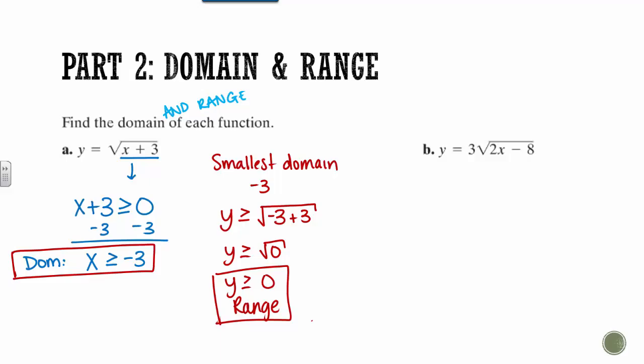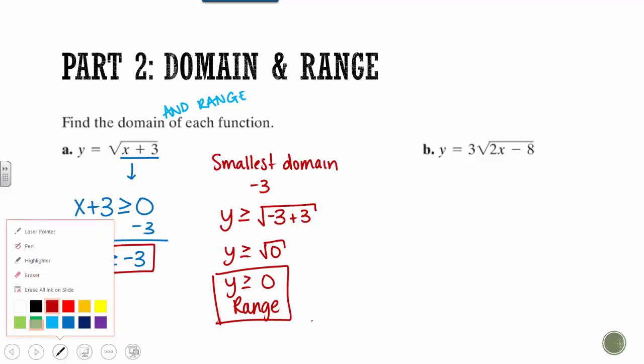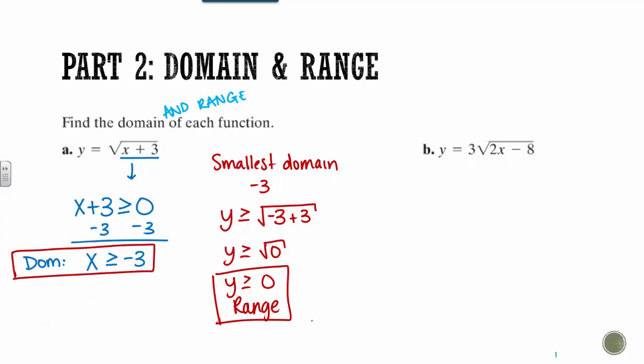So let's do the same thing with the next one. First thing you got to find is your domain. So remember, you take whatever is underneath the square root. So in this case, it's 2x minus 8. And all of this stuff needs to be positive or 0. So we're going to set it greater than or equal to 0. And then we got to do a little algebra.